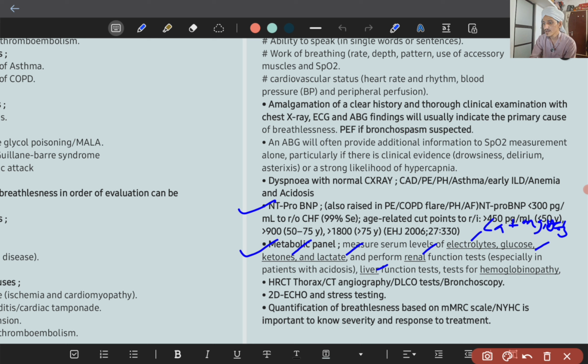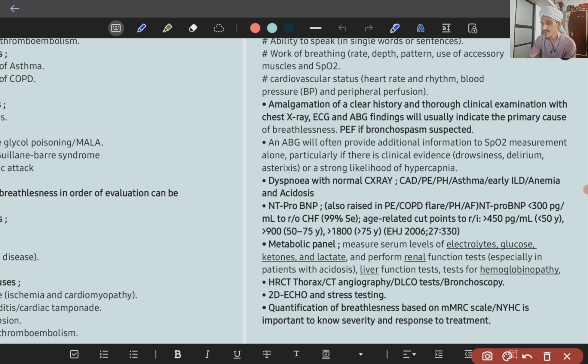So these are the more invasive investigations which you can do if you still don't know the cause of breathlessness. First one is HRCT thorax or CT angiography for chronic thromboembolism. Diffusion lung capacity for carbon monoxide and bronchoscopy. 2D echo and stress testing can be done. Okay, these are advanced second line investigations which you can do in a patient of acute breathlessness.